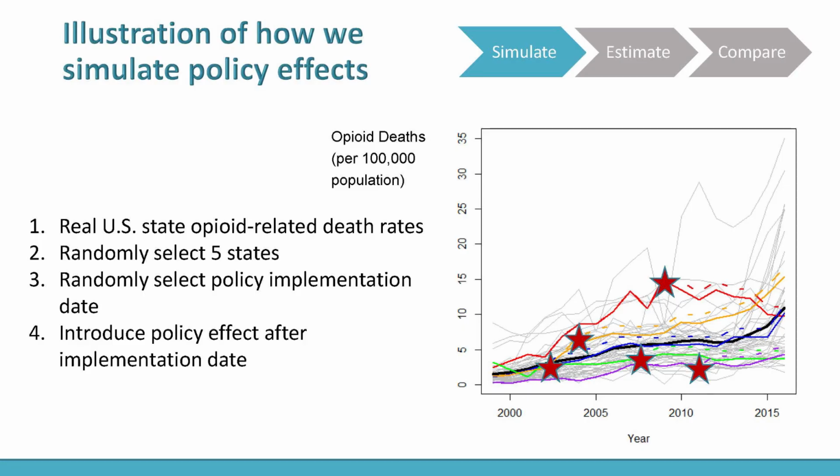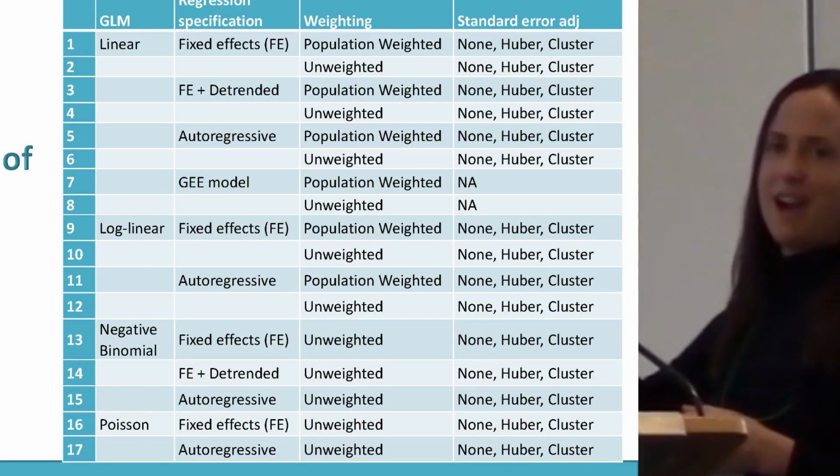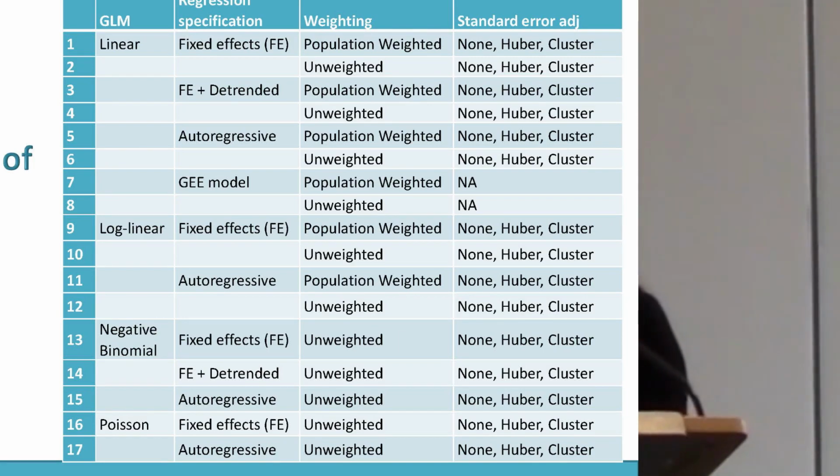But this is just to illustrate, we're taking real data, we know the truth, and we're simulating a shift in the outcomes based on whatever assumed model we have going in. Then we compared over 17 different models, crossed with a bunch of different standard error estimates. So in total, we have results for 47 models.